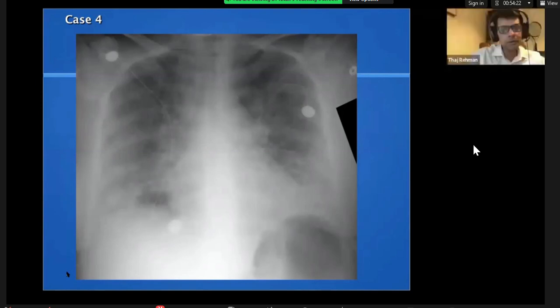That's 100% correct. I don't think anybody has diagnosed this in the last 10 years. I have presented the first time hypersensitivity pneumonitis.